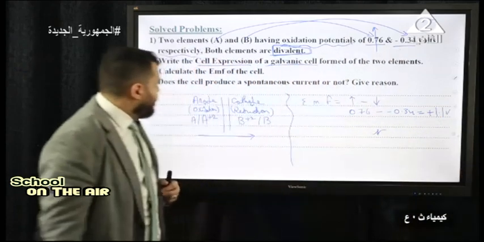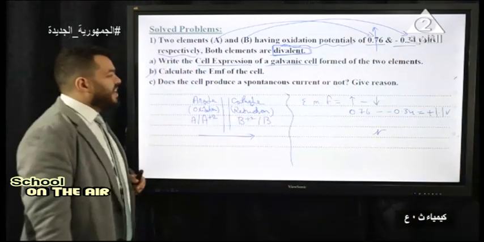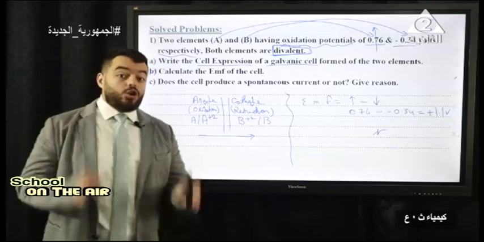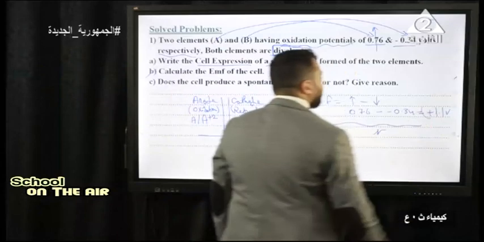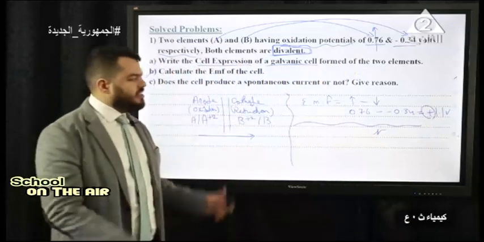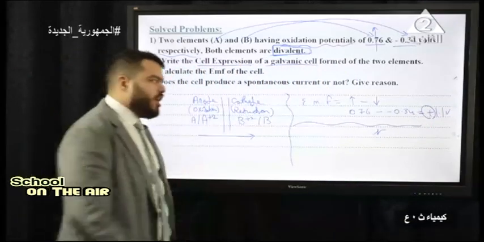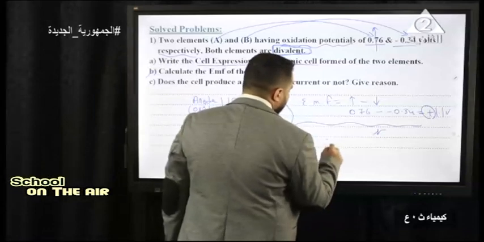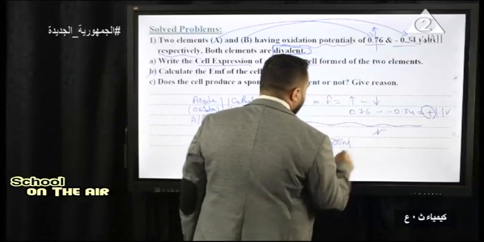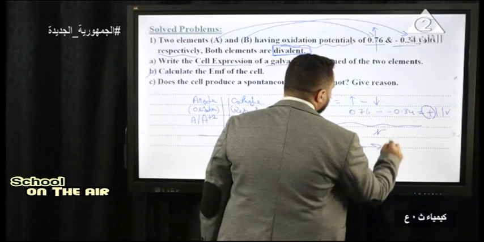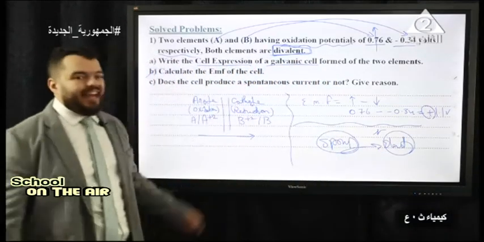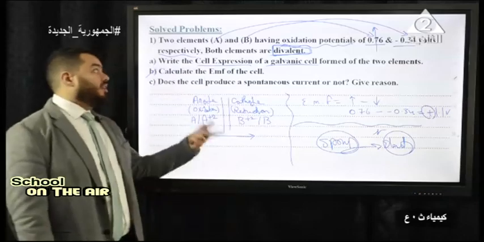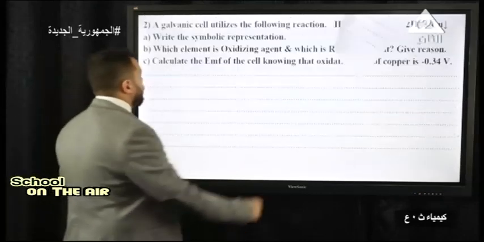Okay, so the last question, does the cell produce a spontaneous current or not? Of course. Why? Because you are getting a positive value in the electromotive force calculation, so it means that the reaction will be spontaneous and it will produce electric current and it can act as a galvanic cell. Let's see the other question.